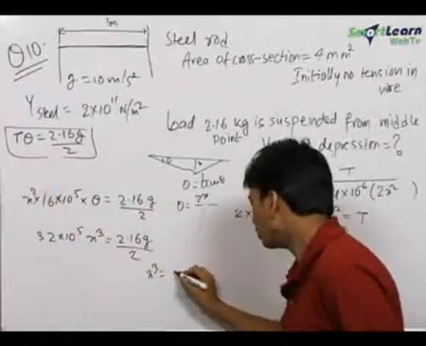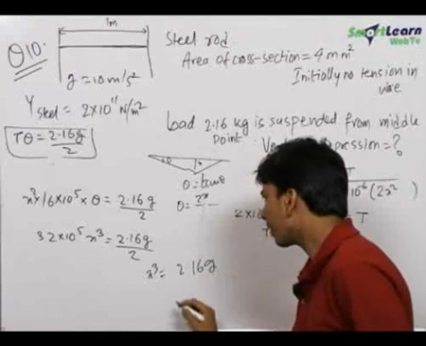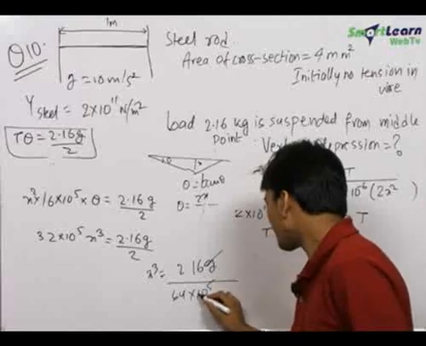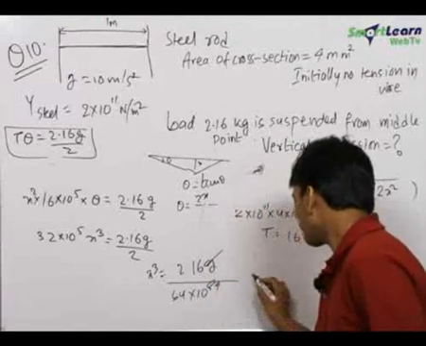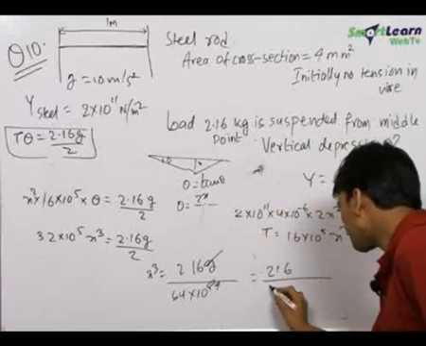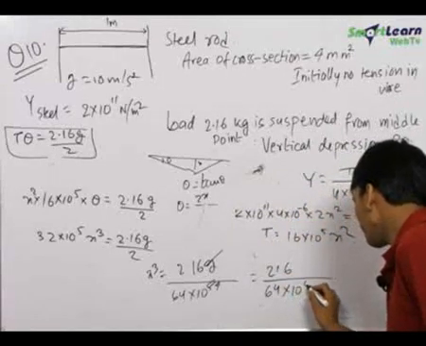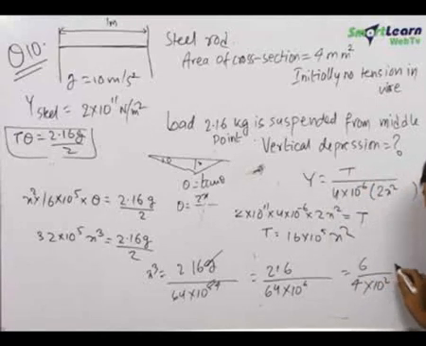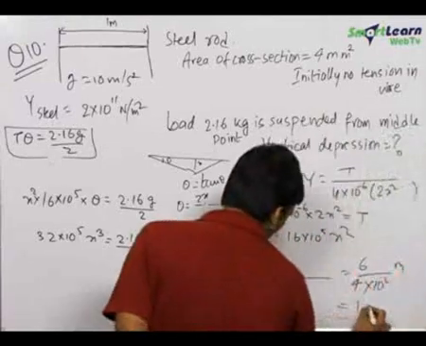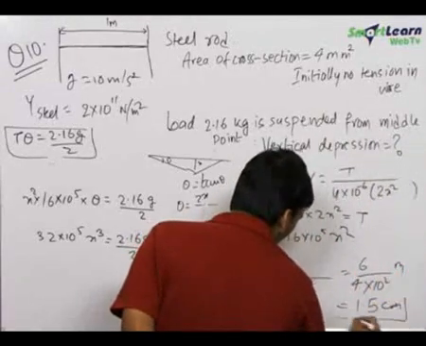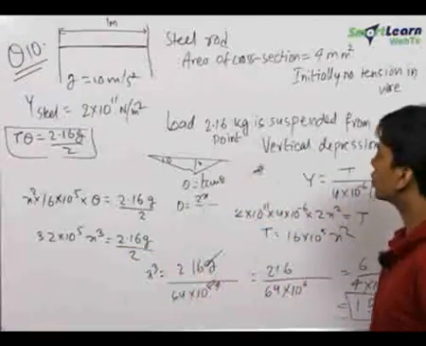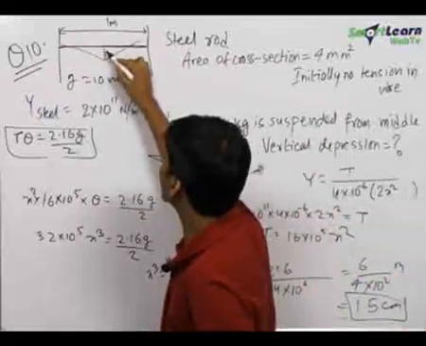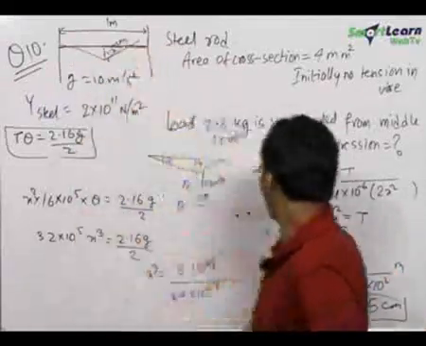Therefore, x cube is equal to 2.16 into g upon 64 into 10 raised to the power 5. This cancels to give 10 raised to the power 4. This is equal to 216 upon 64 into 10 raised to the power 6. This is equal to 6 upon 4 into 10 raised to the power minus 2 meters. So the final answer for the vertical displacement of the middle point of the rod comes out to be 1.5 centimeters.